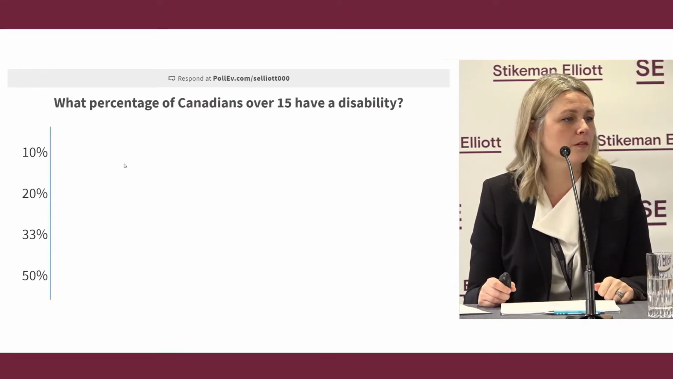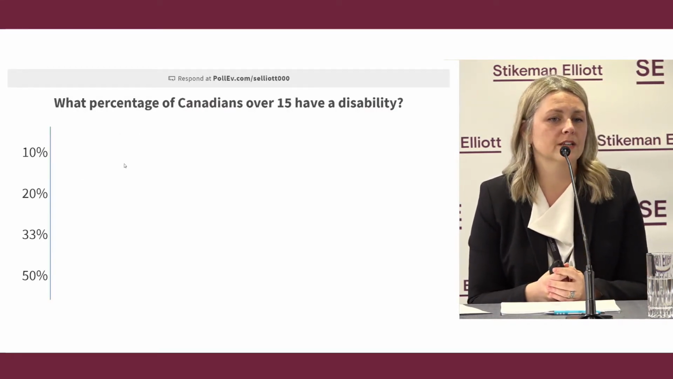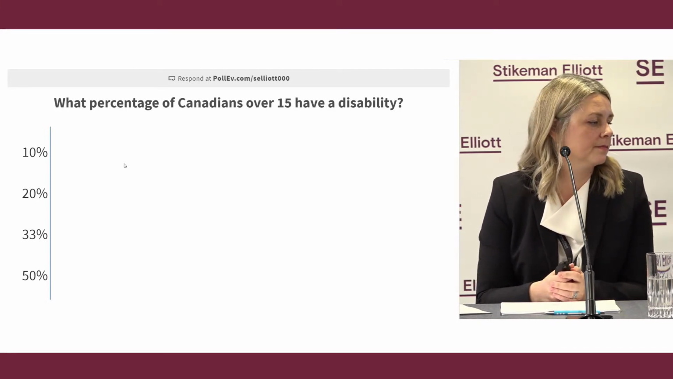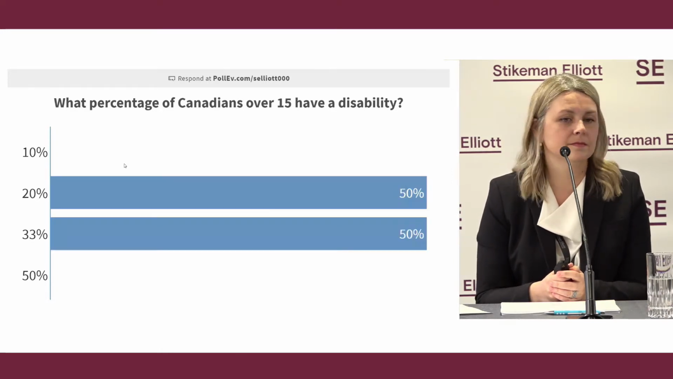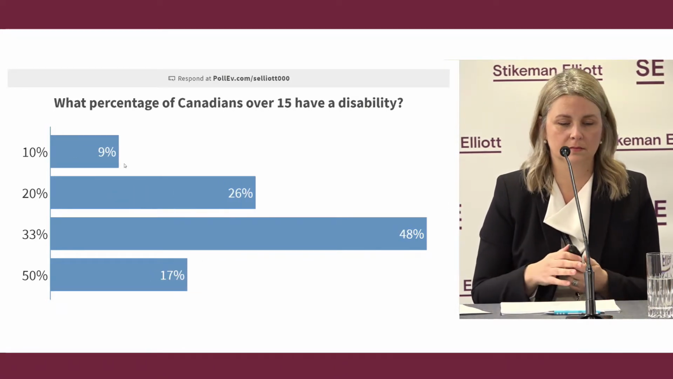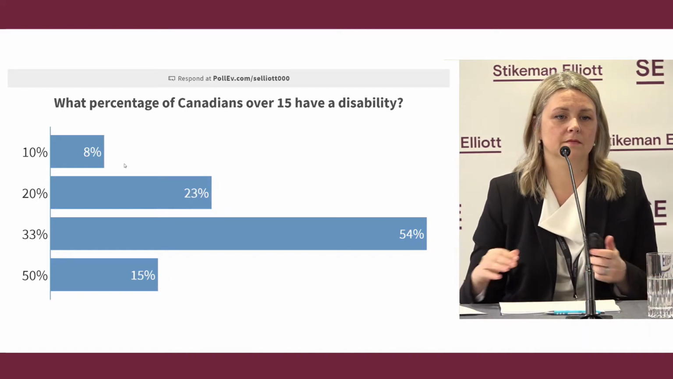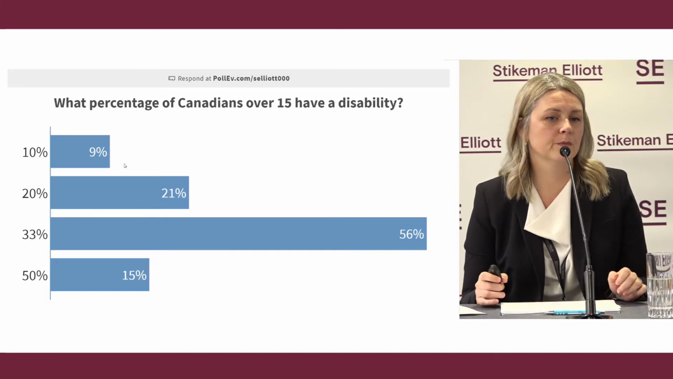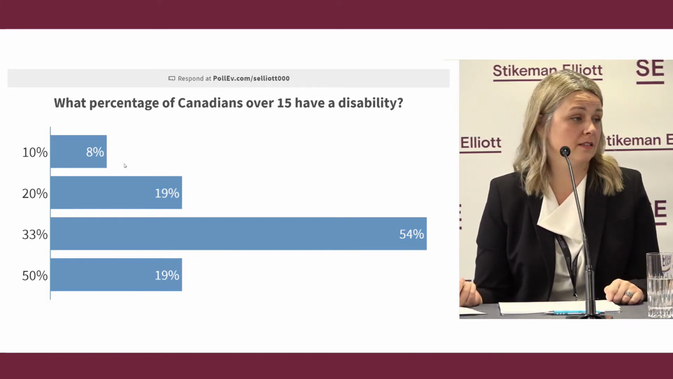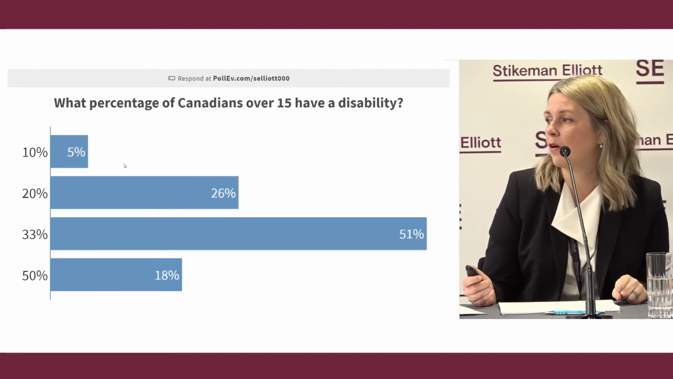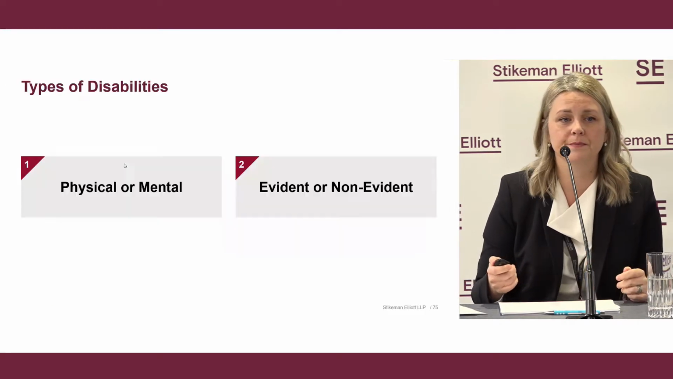So your first open poll of the presentation: what percentage of Canadians over the age of 15 have a disability? Okay, so it is 20%. So I see that some people have overestimated, which I think, again, brings into focus how often we're dealing with this issue in our workplace these days.